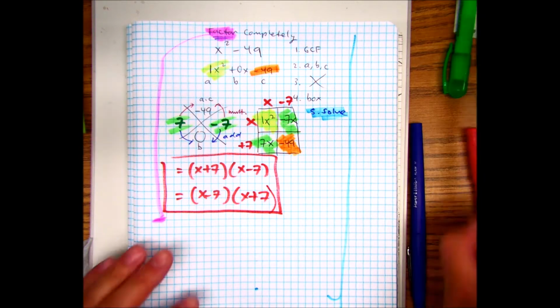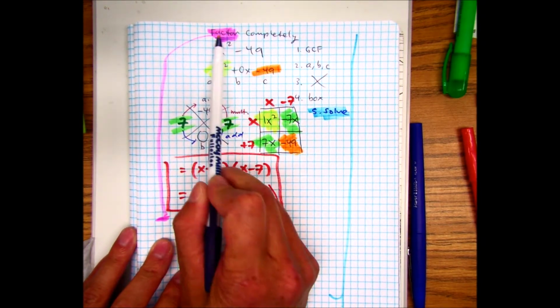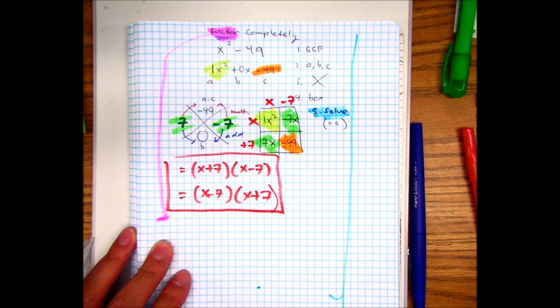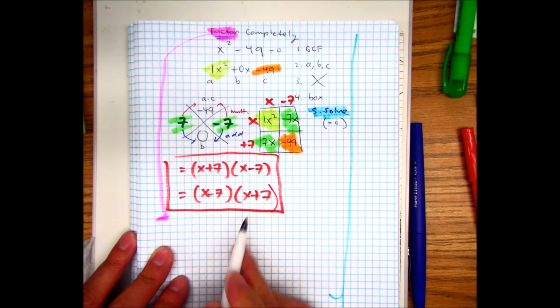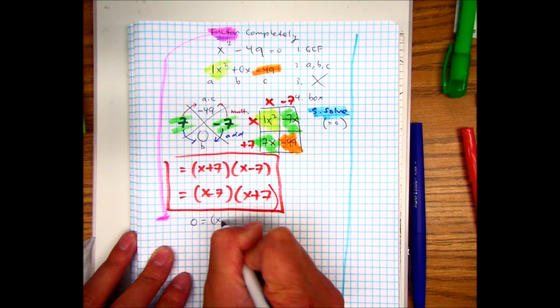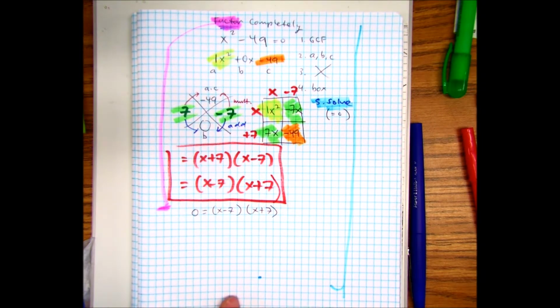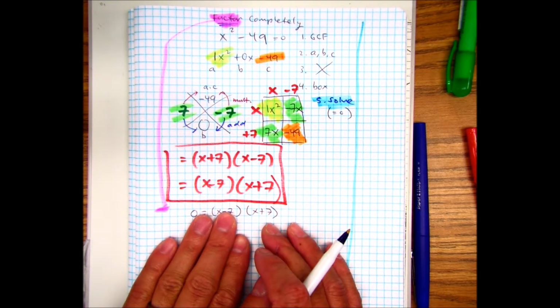To solve, let's say you ever get a problem and they change the directions. It doesn't say factor completely, it says solve. All you have to do is set it equal to 0. What do you do, class? You just set this equal to 0, and then when you're solving here, 0 equals x minus 7, x plus 7. Well, that basically means one of these has to equal 0.